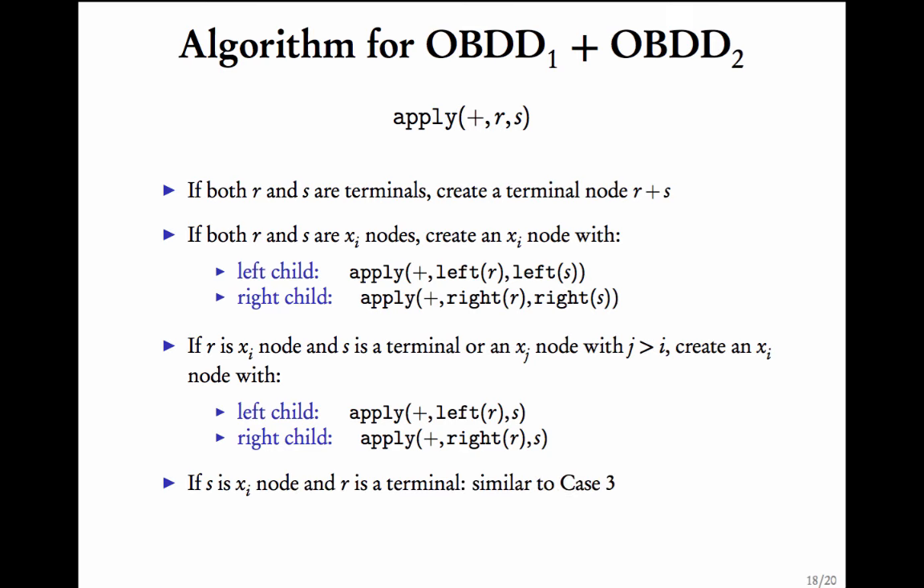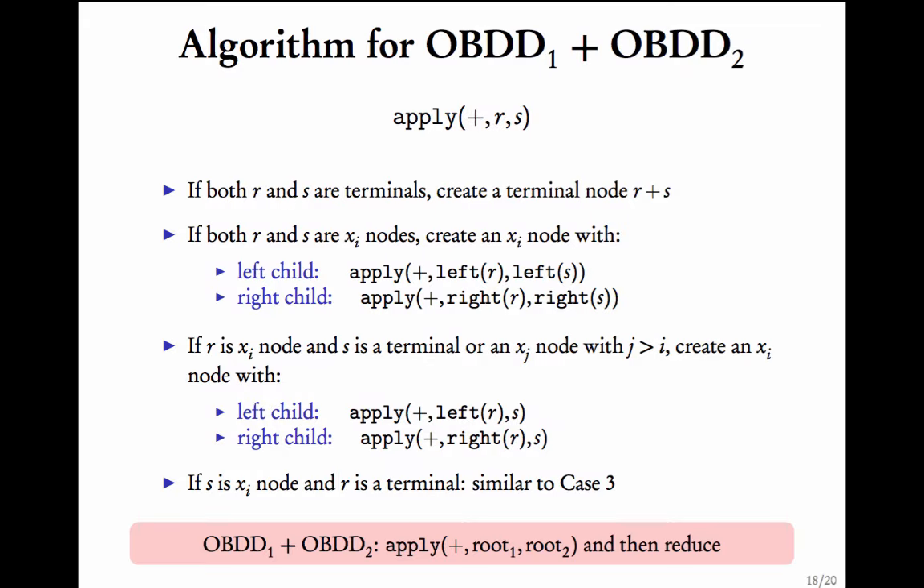Similarly, if S is an Xi node and R is a terminal or an Xj node with j bigger than i, do the same thing. You just do apply of R, left of S, that will be the left child, and you take apply of R, right of S. So this is symmetric to this case. So given an OBDD1 and OBDD2, you run this algorithm on root 1, which is the root of OBDD1, and root 2, which is the root of OBDD2. You will then get an OBDD, then you can reduce it.